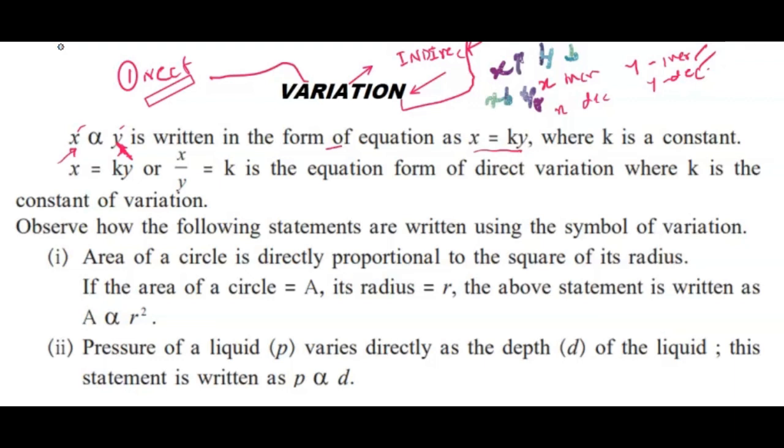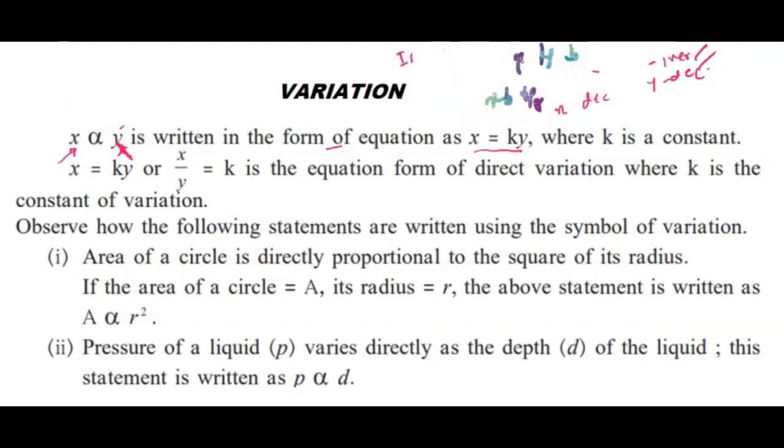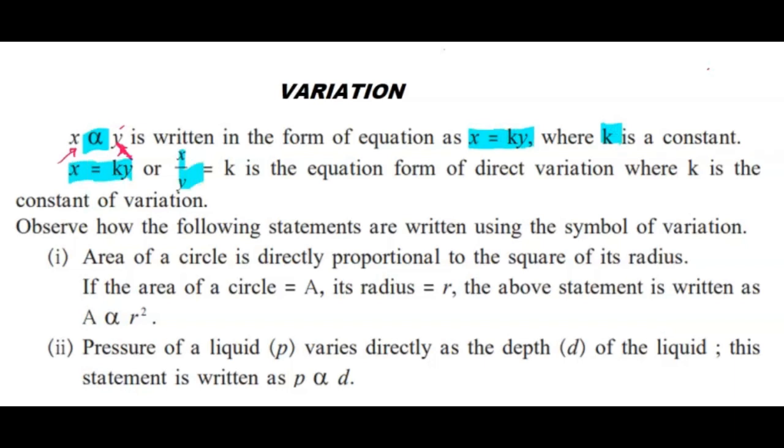Now let's go for direct variation. We call this a direct form because x is increasing and y is also increasing. It is indicated by a notation: the alpha symbol means x is directly proportional to y, or x is directly varied with y. We convert that to x equals ky, where k is the constant. The equation becomes x equals ky, or x upon y is equal to k, which is the equation form of direct variation, where k is the constant of variation.